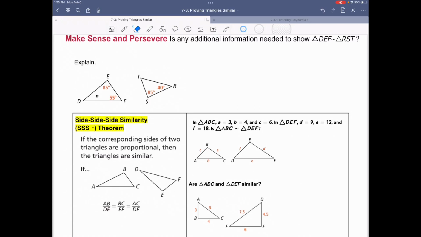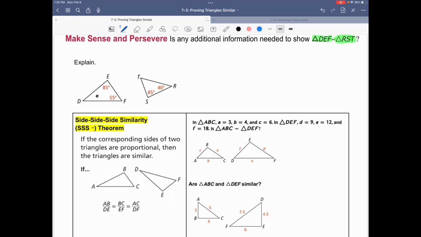Hello, geometry students. This is 7-3, proving triangles similar, continued, so you will need your notes from yesterday. And we're starting off with a make sense and persevere problem. The question is: is any additional information needed to show triangle DEF similar to triangle RST?